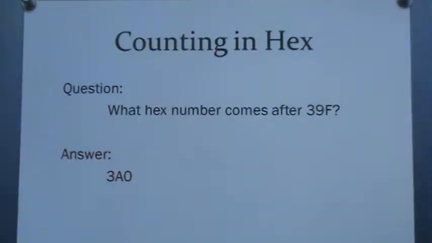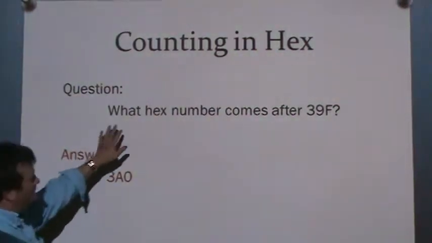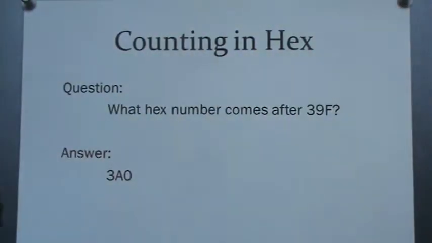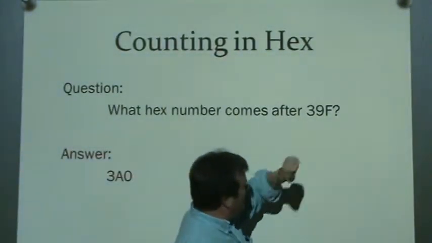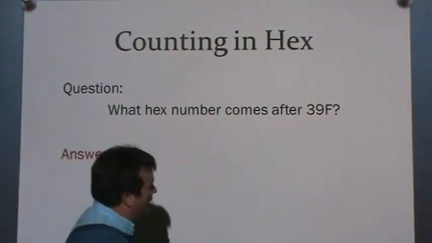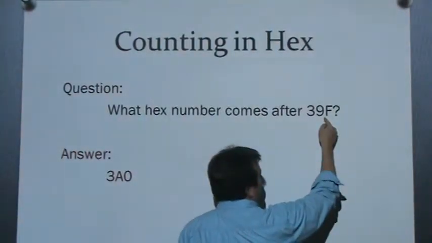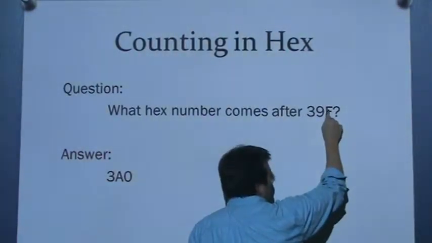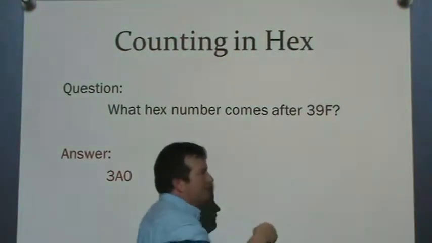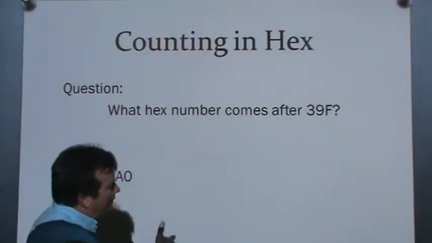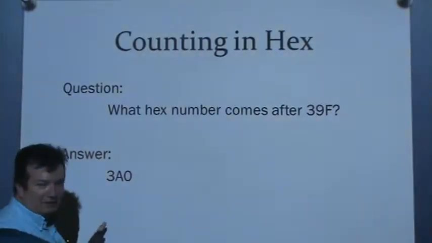So just to do a practice one, what is the next hexadecimal number? And that's always the nickname for hexadecimal, it's hex. What hex number comes after 39F? And the answer would be, well, F is the highest symbol, so this goes back to 0. We then add 1 to this column. What comes after 9? A comes after 9 in hexadecimal.